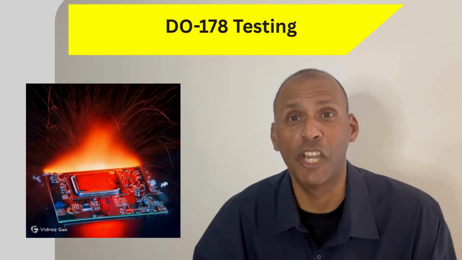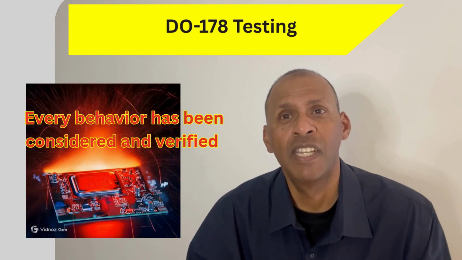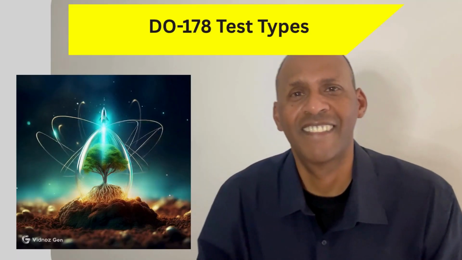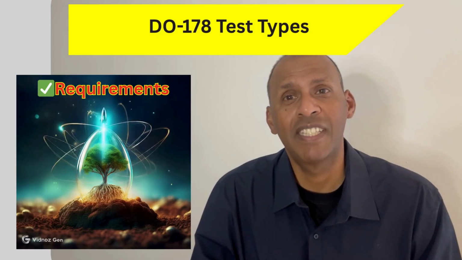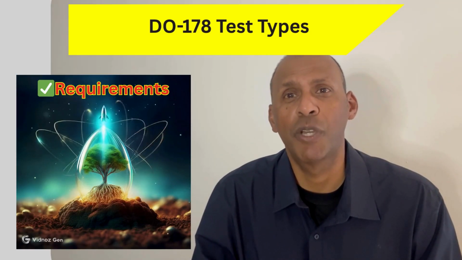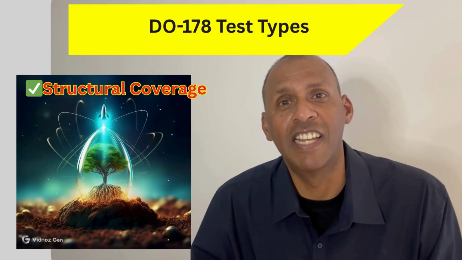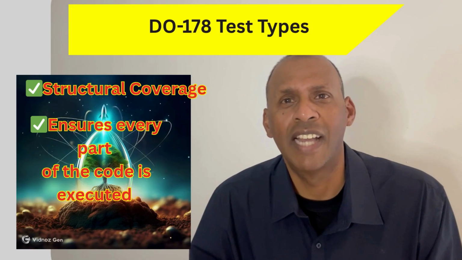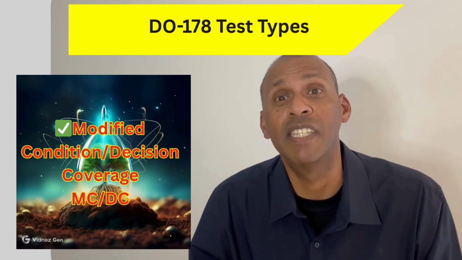Now, testing under DO-178 isn't your average run it and see if it crashes kind of test. It's about showing that every behavior has been considered and verified. You'll encounter 3 main test types: requirements-based testing. This proves that the software meets its specified requirements. Every input and output is tested. Structural coverage analysis. This ensures that you've actually executed all the code. At DAL A and DAL B, this means modified condition and decision coverage, or MC/DC.